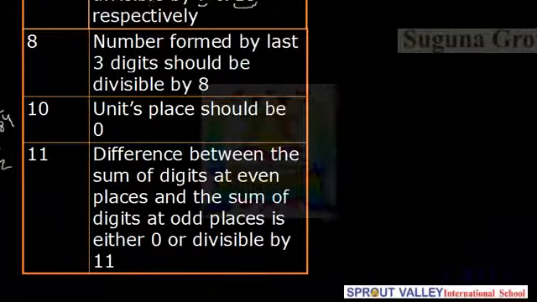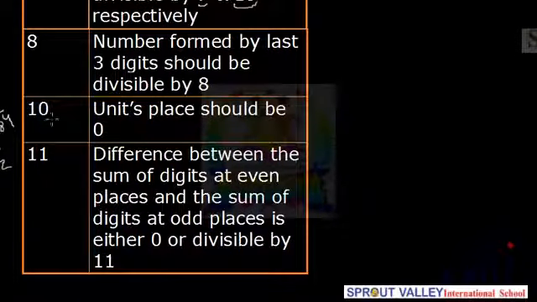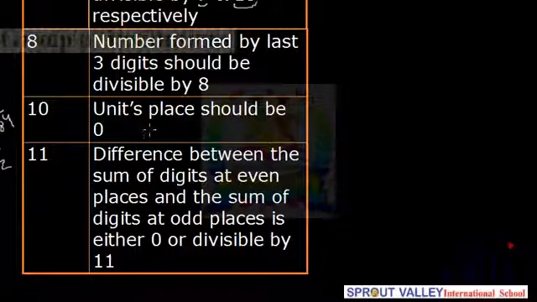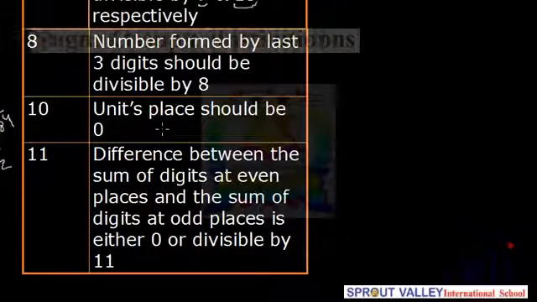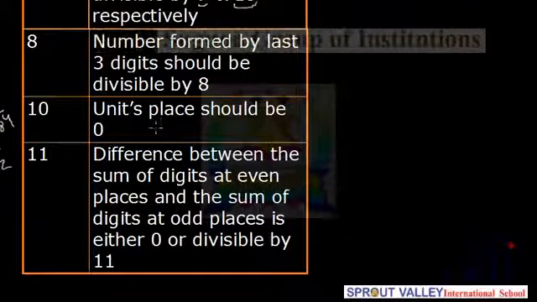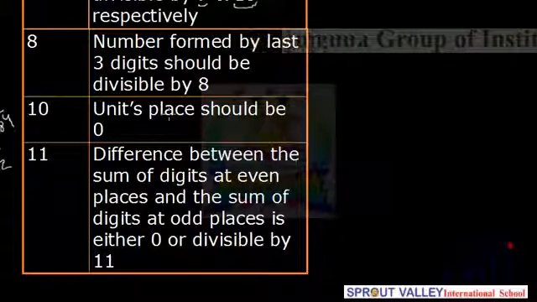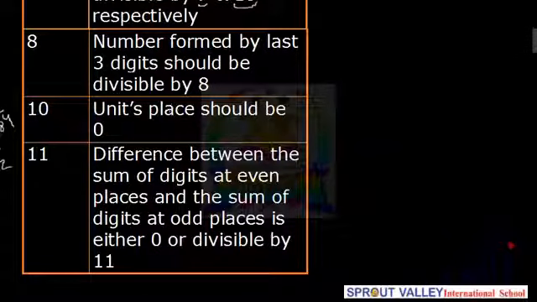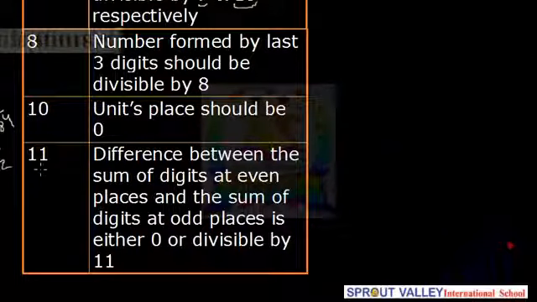And now we will learn the divisibility rule of 10. And it's very simple. It says the units place should be 0. So any multiple of 10 will have units place as 0. So I don't think I need to explain anything about this because I think it is the simplest divisibility rule, right?